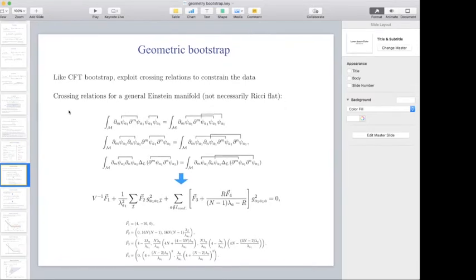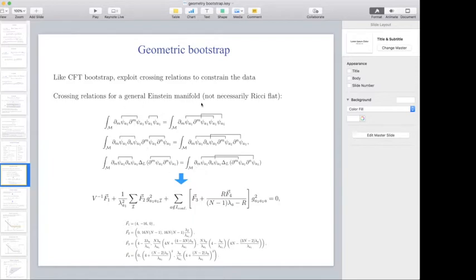So forgetting about the amplitudes and the Kaluza-Klein reduction. So we're not going to necessarily have a Ricci flat internal space. We're going to allow for curvature in the internal space. And we're just going to take these crossing conditions and evaluate them and try to exploit them in a numerical bootstrap condition. So here are the 3 different crossing conditions that we were able to have.